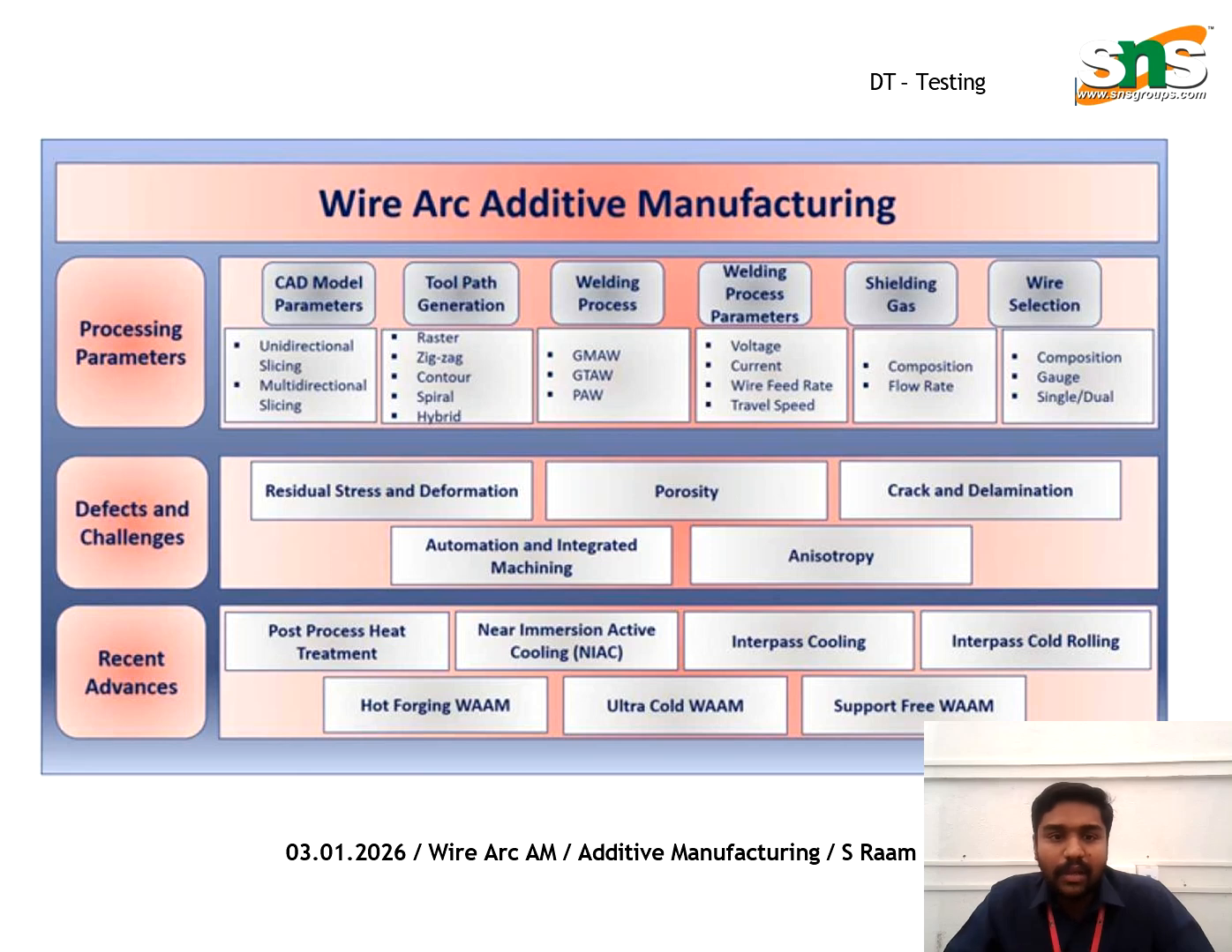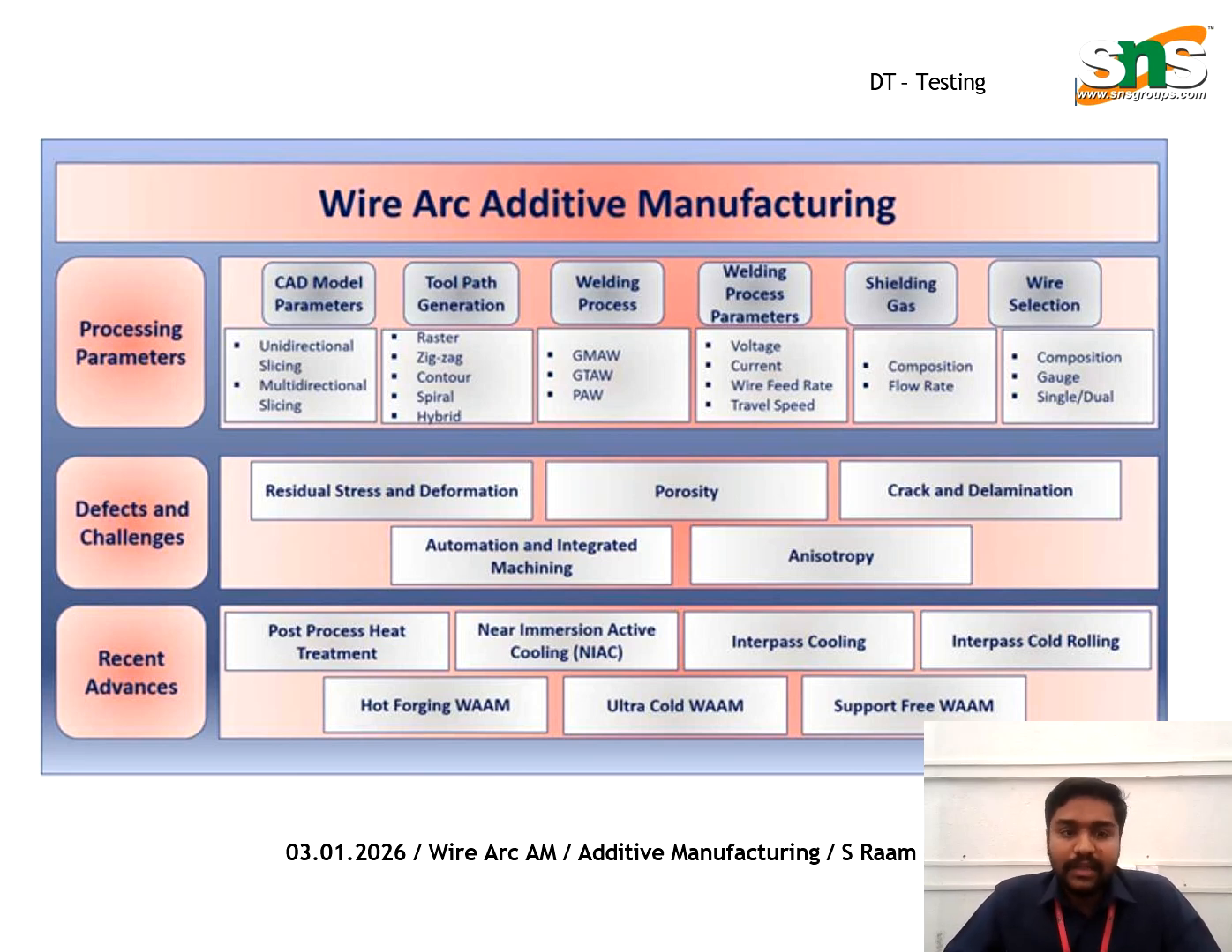Process parameters include CAD model parameters, tool path generation, welding process, welding process parameters, shielding gas, and wire selection. These are the parameters through which wire additive manufacturing can be feasibly developed. In CAD modeling, unidirectional slicing and multidirectional slicing are carried out, and for tool path generation, raster, zigzag, contour, spiral and hybrid are used. For the welding process, there are many types of welding, especially GMAW, GTAW or PAW, which are the most commonly used in wire additive manufacturing. These are the process parameters through which we can control the product.